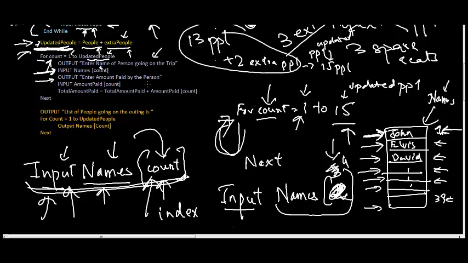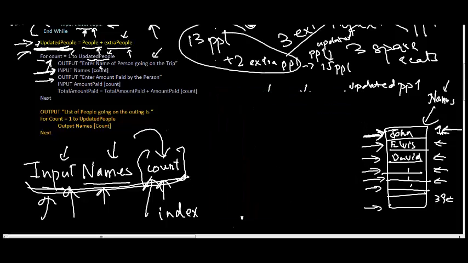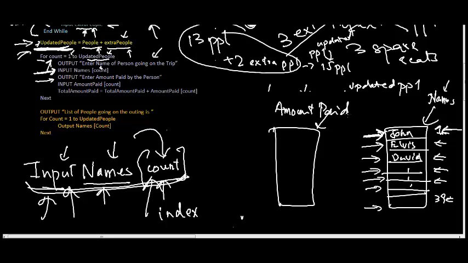So we have another array. Remember, we had another array. Let me quickly clean up some space. Okay, so we had another array declared which was called amount paid. This was also an array. This time, when count equals 1, we entered the name of the person, John, for example. And when count equals 1, we are also inputting the amount paid. So let's say the cost per person was 53.33. So that amount has been stored here in this array.